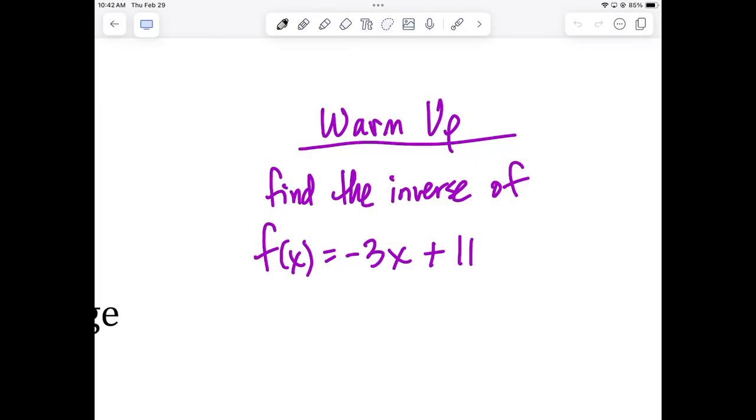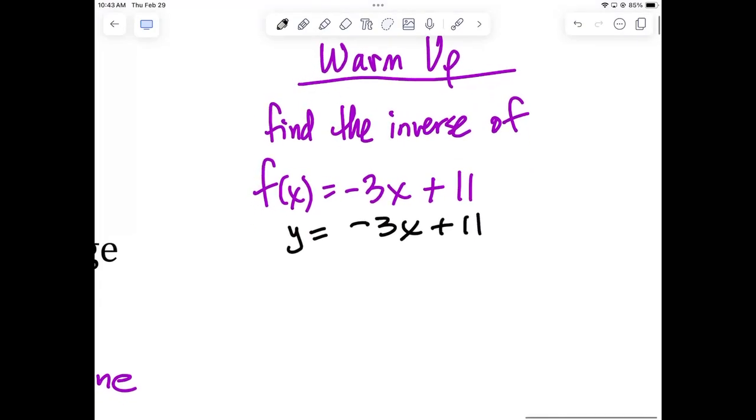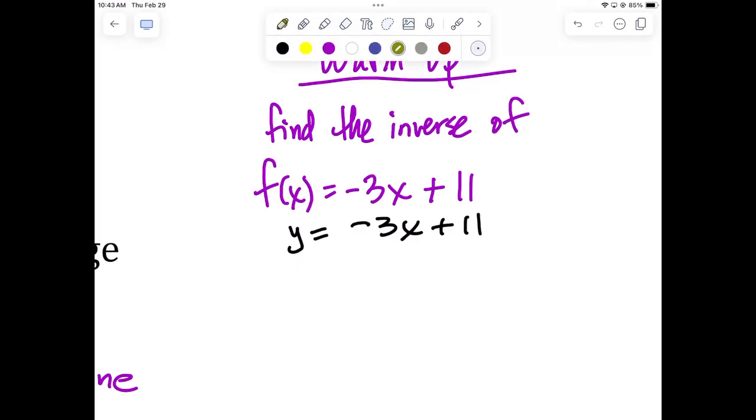And then what's the key aspect of finding inverses, whether it's an equation or a list of ordered pairs? What's the key money step? Switch X and Y. Now, when you have a graph, we get the graph by reflecting across the line Y equals X. So f of X is another name for Y. If you want to start by saying Y equals, that could be like priming the pump. But the money step is right here. Cha-ching. We get X equals negative 3Y plus 11.